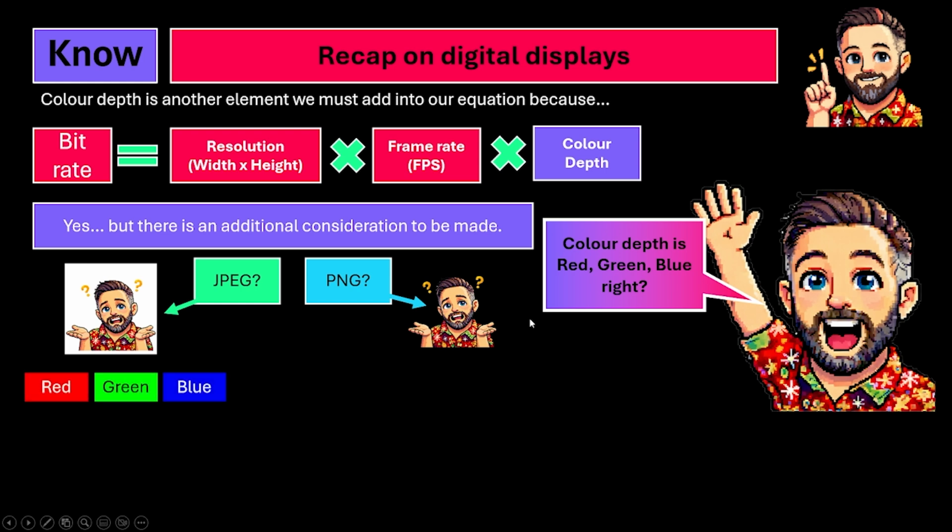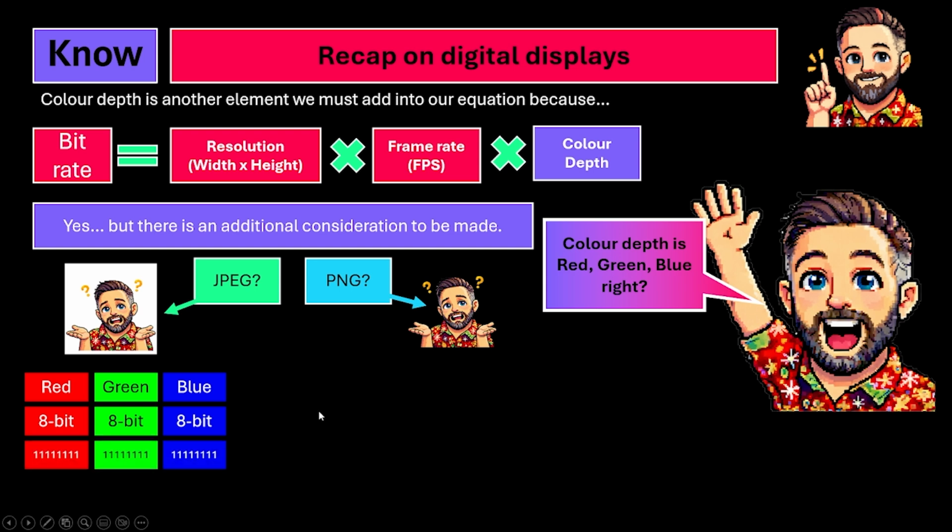So in a JPEG image, every pixel on that bitmap is made up of red, green and blue values. And as we've seen before, each of them has 8 bits, and they have binary values. And if we're going to use that to calculate colour depth, we would simply times those 3 channels together. So 8 bits times the 3 channels is a 24-bit colour depth.